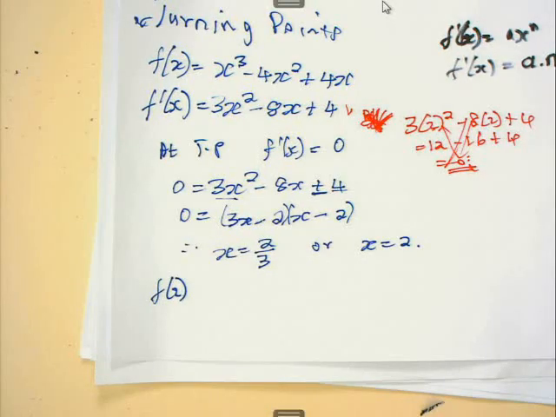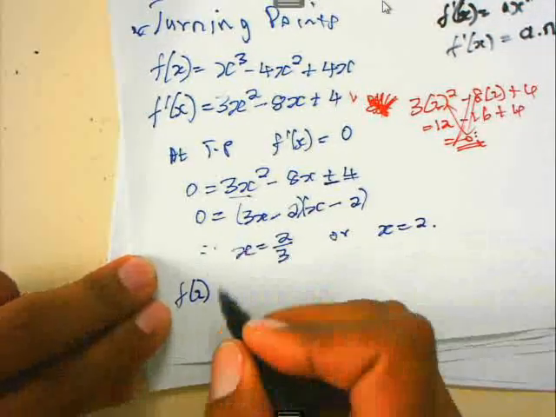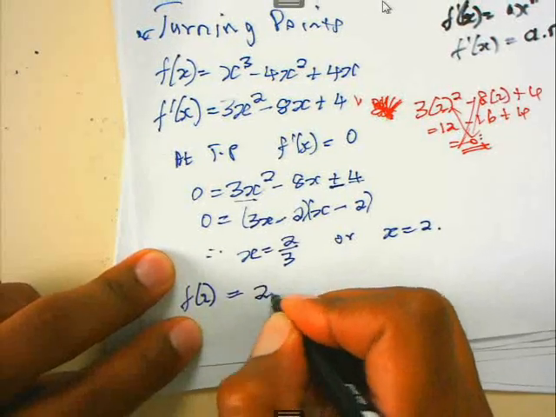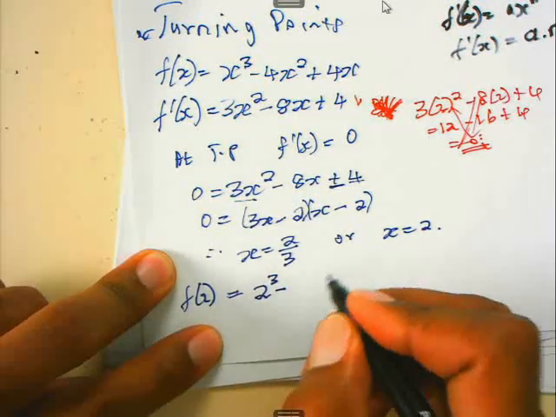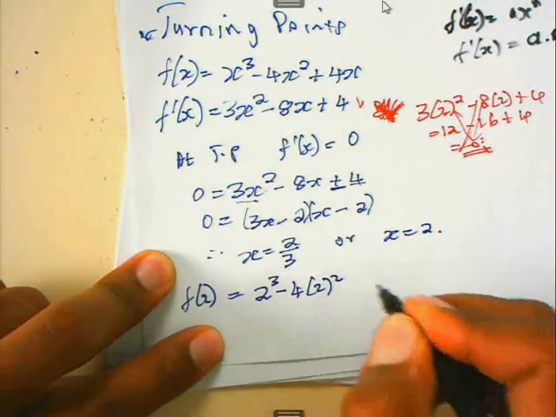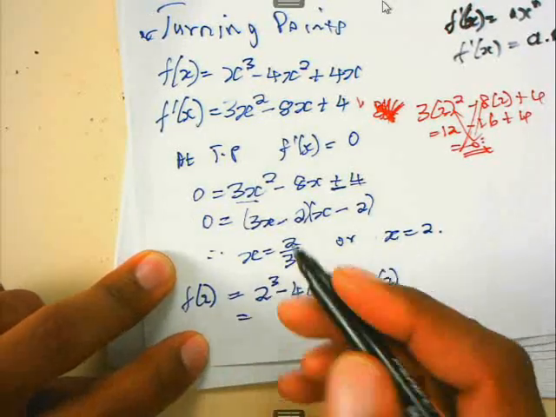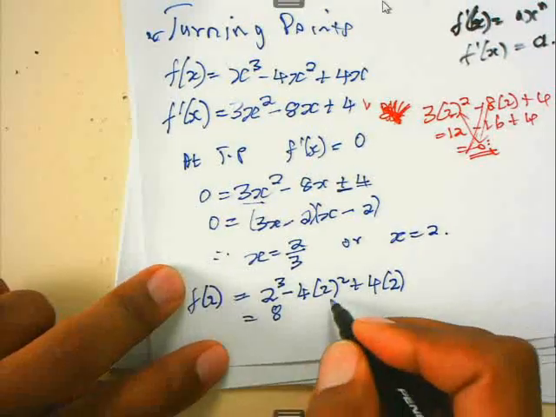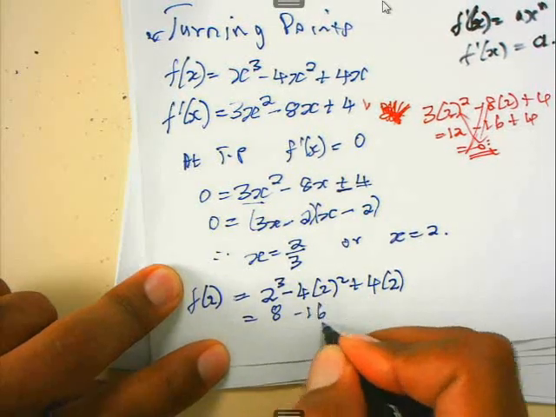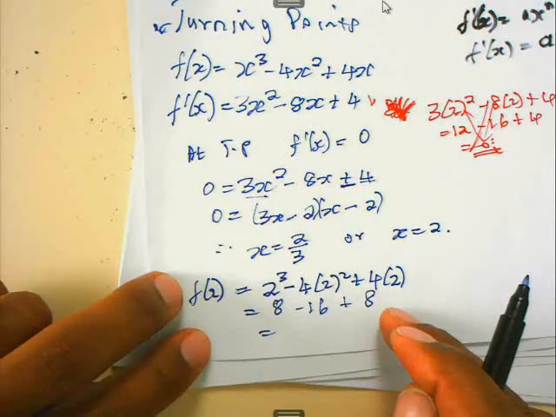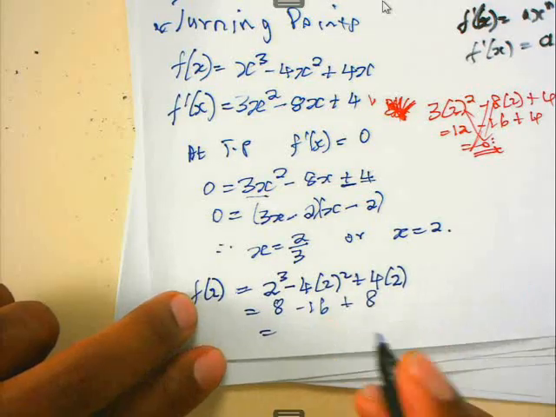Good. Now, where are you supposed to substitute this one? At the original function, f of x, the one with x to the power of 3. Now let us substitute that one here. We are going to have 2 to the exponent of 3 minus 4 times 2 squared, and then plus 4 multiplied by 2. This one is going to be 8, and this one is 4. 4 times 4 will be 16, and then plus 8. And then 8 plus 8 is 16, and then 16 minus 16 is 0.